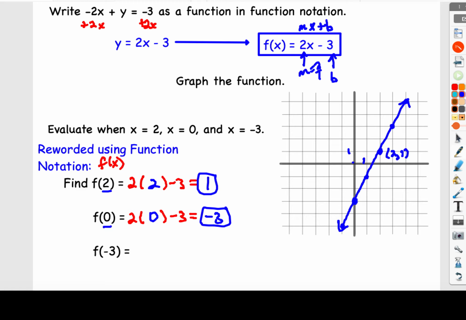And the same thing goes. 2 times negative 3 is negative 6. Minus 3 again from our equation. So negative 6 minus 3 would be negative 9. Okay, you can double check those numbers. Can't see that one on our graph, but again, we could find lots of points in function notation.